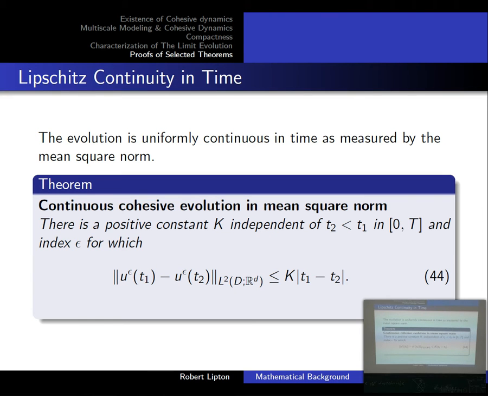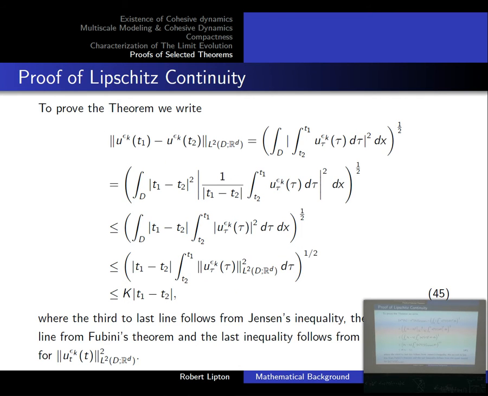Once we have the upper bound, we show Lipschitz continuity of the L2 norm uniformly in epsilon. So there actually exists a Lipschitz constant that is independent of epsilon, for which the L2 norm here is bounded by the difference in times. The important part here is that K is independent of epsilon.